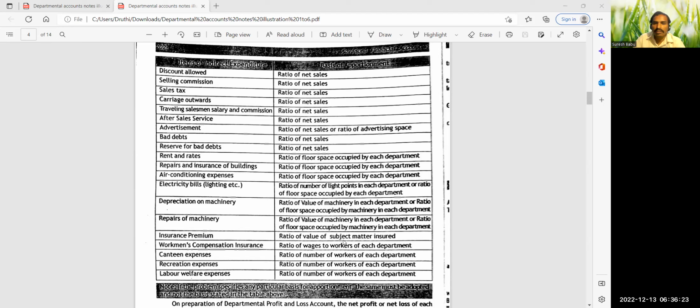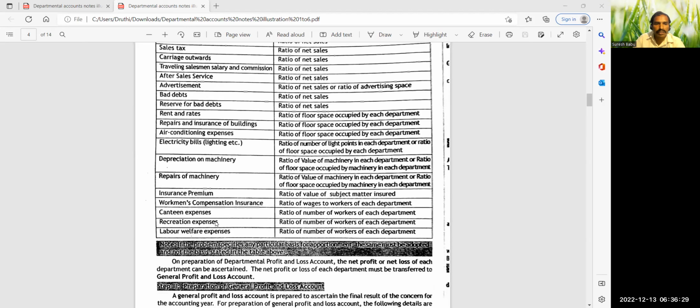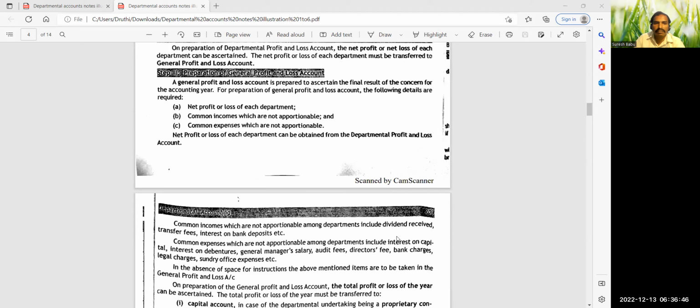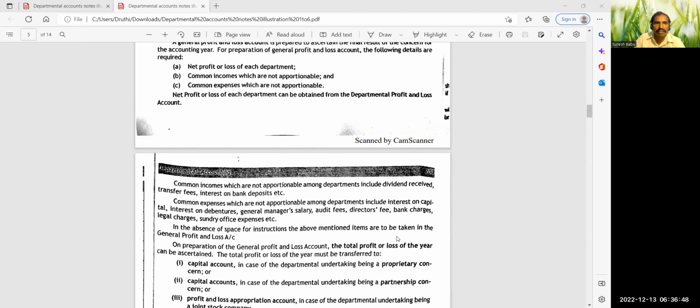Insurance premium, ratio of value of subject matter insured. And workmen's compensation insurance, same ratio of wages to workers of each department. Canteen expenses, ratio of number of workers of each department. Recreation and labor expenses, ratio of number of workers in each department. So remember, this is very, very significant and very important.